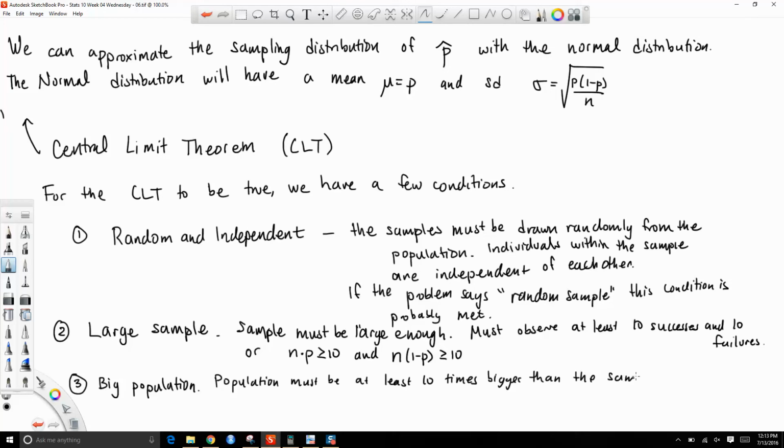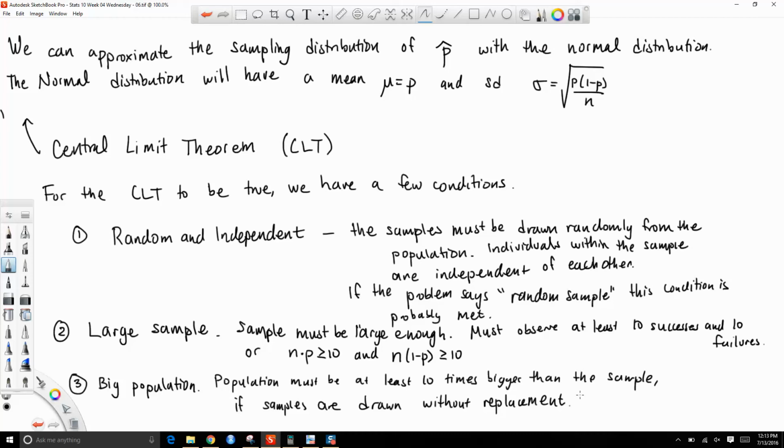If samples are drawn without replacement... If you're drawing with replacement, then your population is big enough. If you're drawing without replacement, you want to make sure your population is at least 10 times bigger than the sample, because you run into problems if you don't.